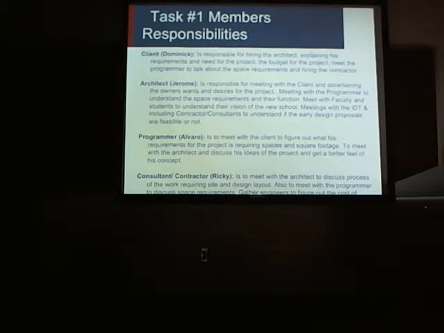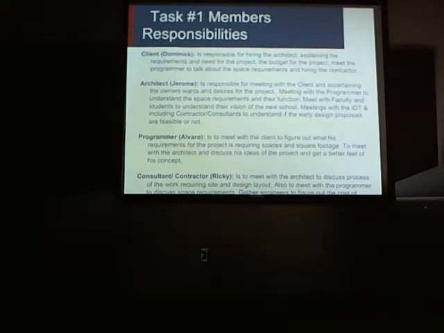Okay, so let's look at what the programmer's assignment is. To meet with the client to figure out what was his requirements for the project. Some of this, you also need to carefully proofread everything you write, because there's some grammatical problems here. His requirements for the project is requiring spaces and, so I'll read that out loud. Is to meet with the client to figure out what his requirements for the project is, requiring spaces and square footage. You know, first of all, it's not a sentence.